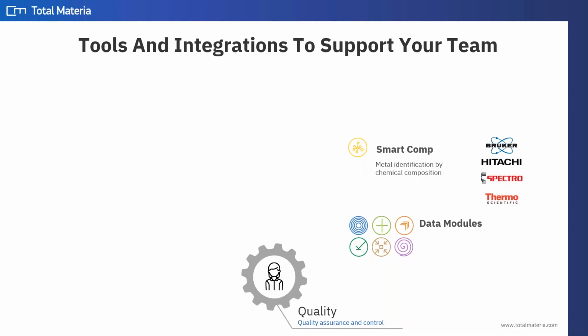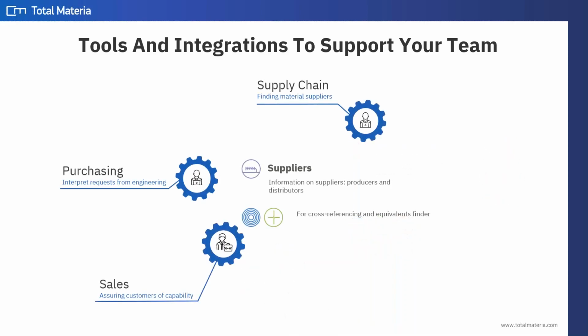For our quality folk, we have a metal identification tool that could quickly identify your metallic material based on chemical composition. For supply chain, purchasing, and sales, it's very important to quickly find cross-references and equivalent materials if one is not available, let's say in a specific region or even a country. We also have information on different suppliers around the world, so you could quickly find if the standard and the form of the material is available in the country you need.